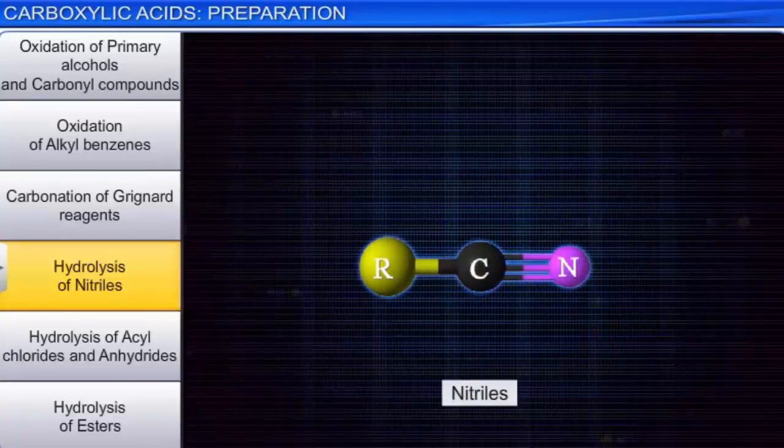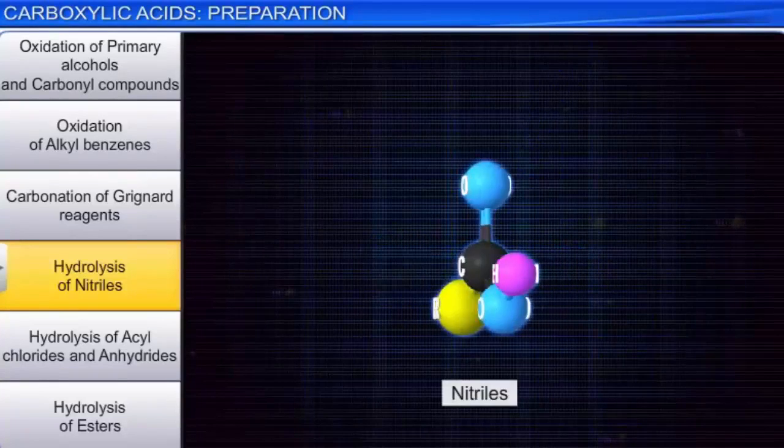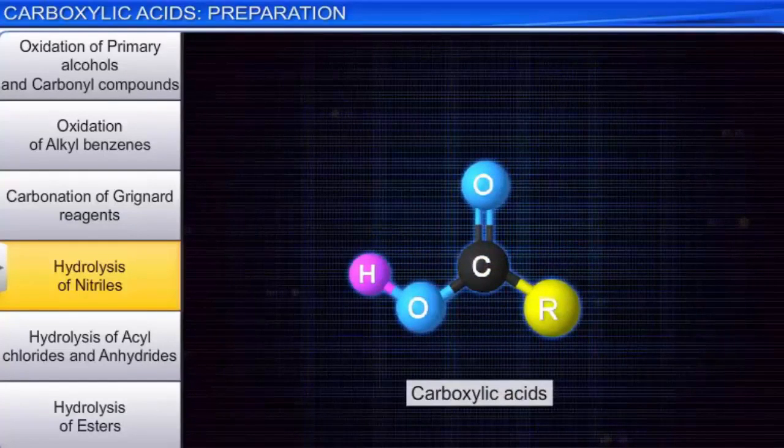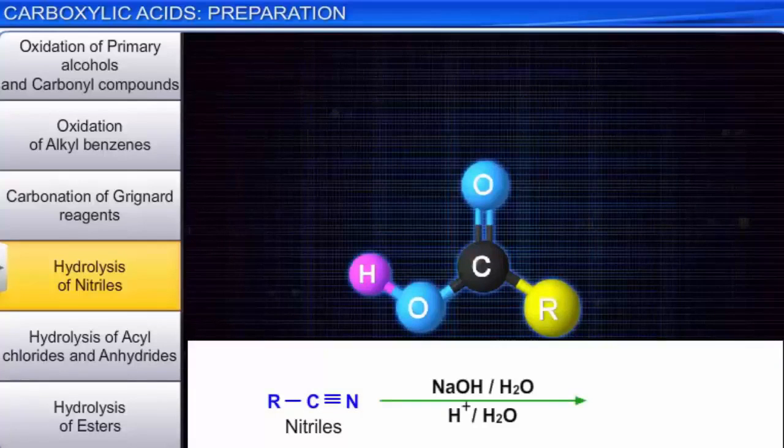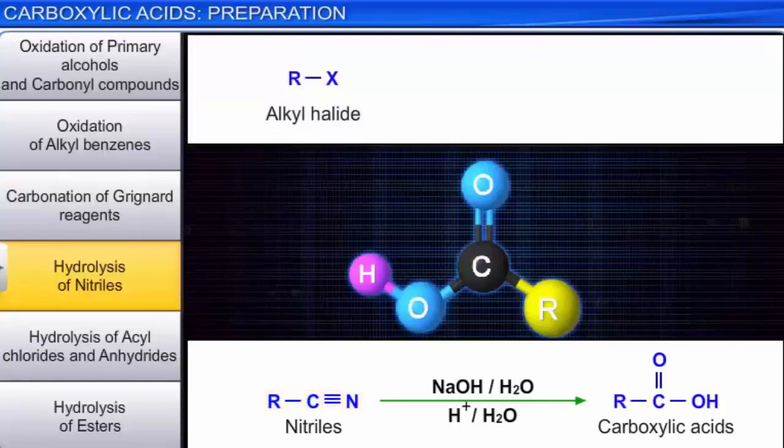Hydrolysis of nitriles is another method for preparing the carboxylic acids. Nitriles, on boiling with aqueous alkali or acid, get hydrolyzed to the respective carboxylic acids. Aliphatic nitriles can be prepared by treating an alkyl halide with sodium cyanide in the presence of the solvent dimethyl sulfoxide.